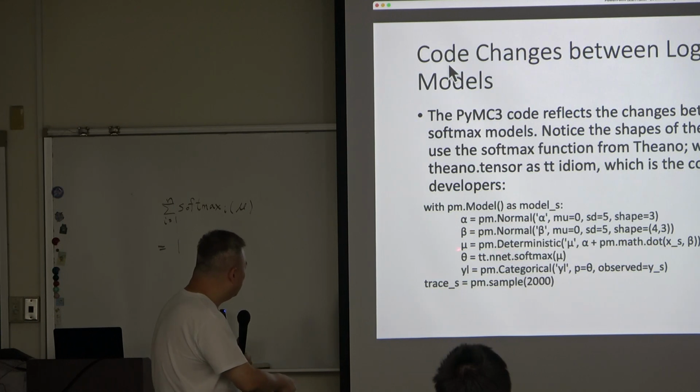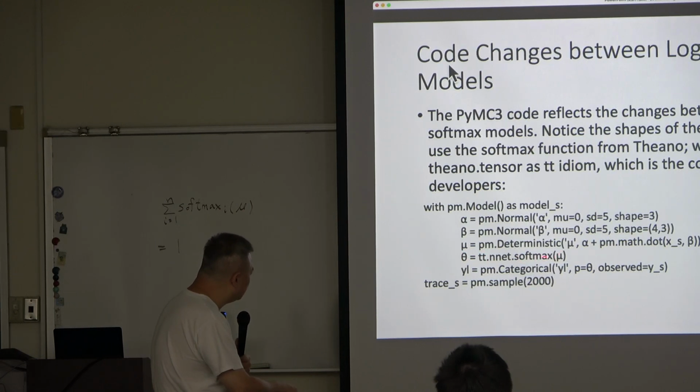And then we have this theta equal to tt.nnet.softmax. This tt is just an abbreviation of the Theano tensor prefix, Theano.tensor. So we just abbreviate it as tt.